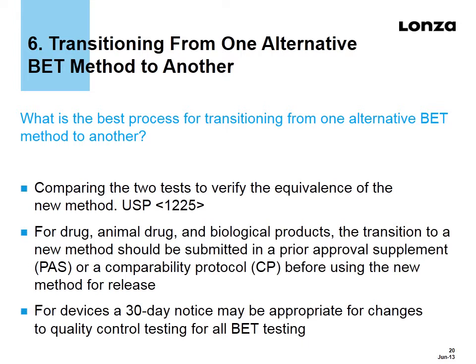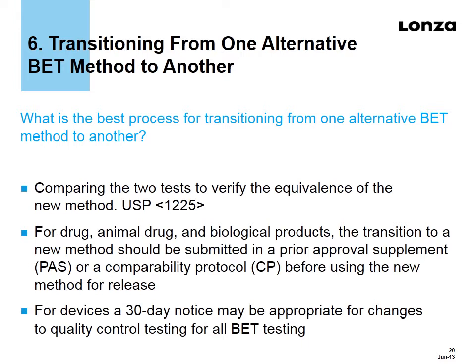For medical devices, a 30-day notice may be appropriate for changes to quality control testing for all BET testing. This addresses changing from one alternative test, for example, recombinant factor C, to the MAT test, to another, but does not mean changing from one compendial method to another. However, if going from a compendial method to an alternative assay, the firm must first perform the validation and then submit to FDA in the form of a pre-approval submission.